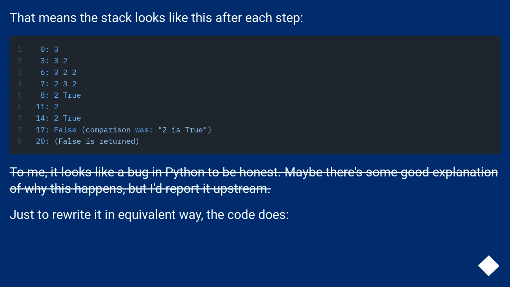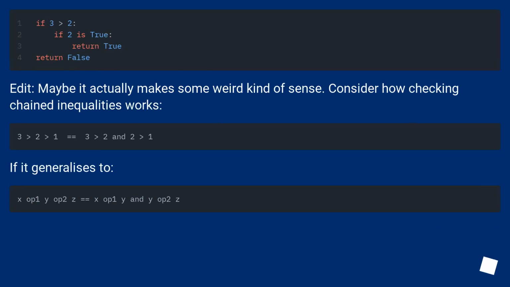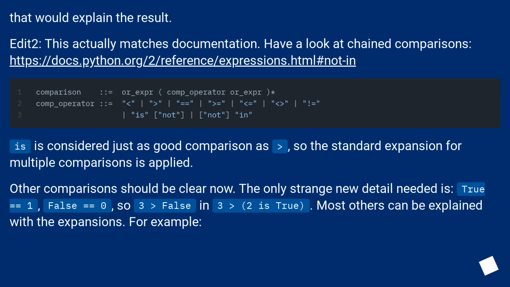Just to rewrite it in an equivalent way, the code does. Edit: maybe it actually makes some weird kind of sense. Consider how checking chained inequalities works. If it generalizes to this, that would explain the result.